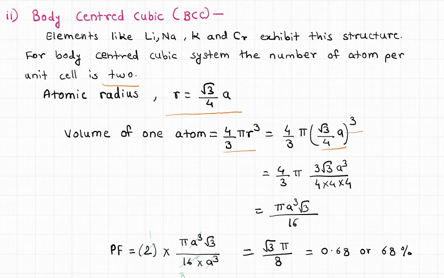So here 4 by 3 pi as it is. Root 3 cube means 3 root 3. a cube is a cube and 4 cube is 4 into 4 into 4. So 4 gets cancelled, 3 gets cancelled. So what is remaining at numerator is 4 into a cube into root 3 and at denominator it is 4 into 4, which means 16. So it is equal to pi a cube into root 3 divided by 16.